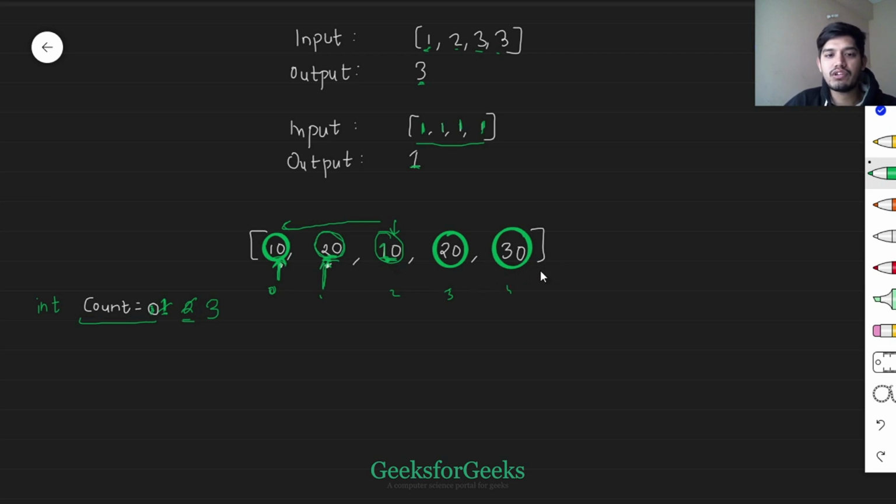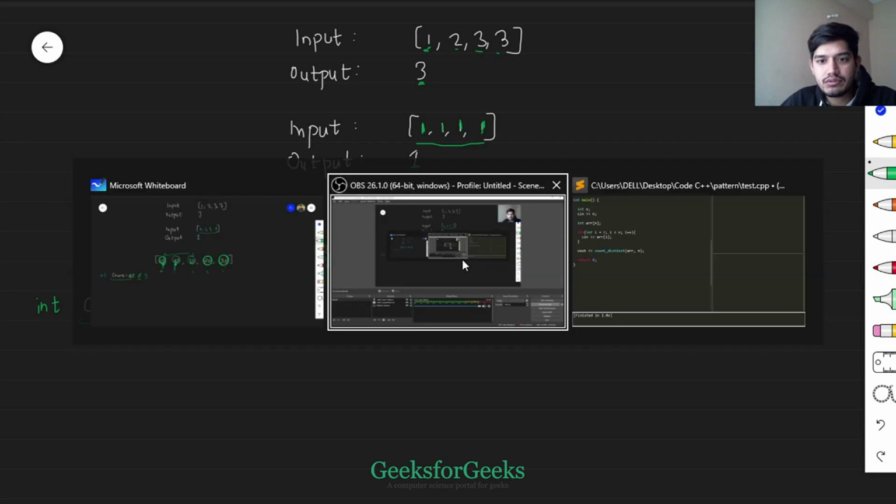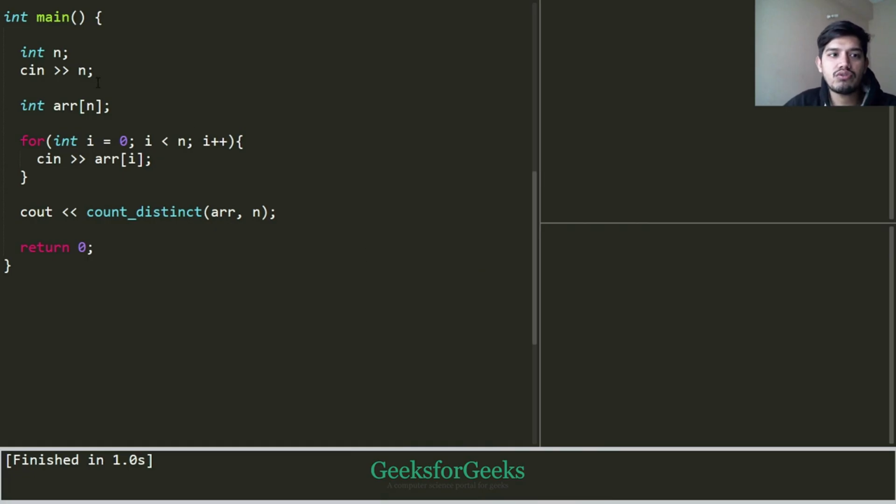You can pause the video and try to guess the output. Talking about the solution, we start our basic understanding with the main. Here we have n for how many values we want to take in an array. Then we declare an array and take elements in the array. Then we pass that array into a function, the count distinct function, with the value n.